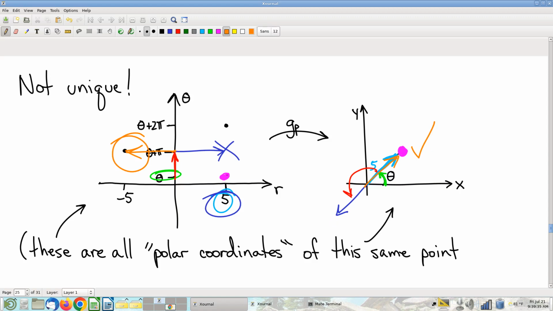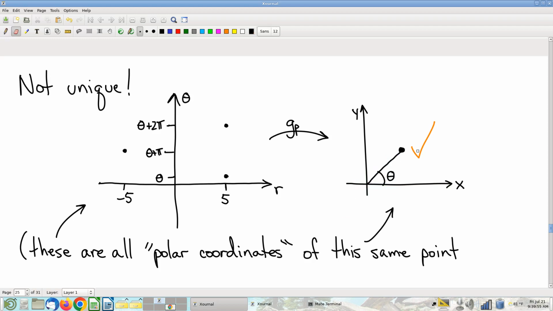So this is another failure of uniqueness of polar coordinates. It's not just arbitrary numbers of full turns that, of course, don't matter. You can do half turns and just make r the negative of what it had been. Okay. All right.